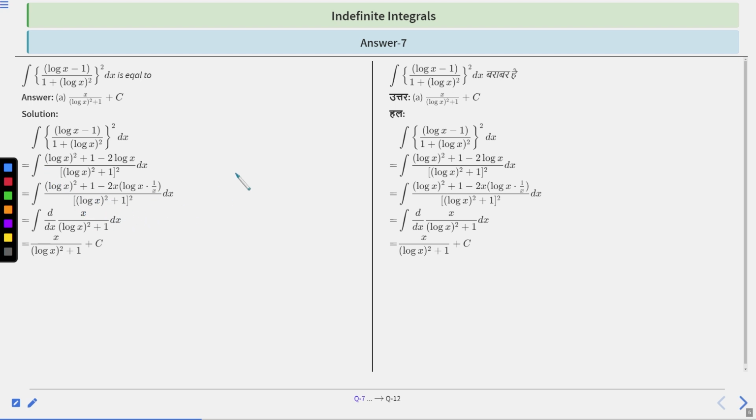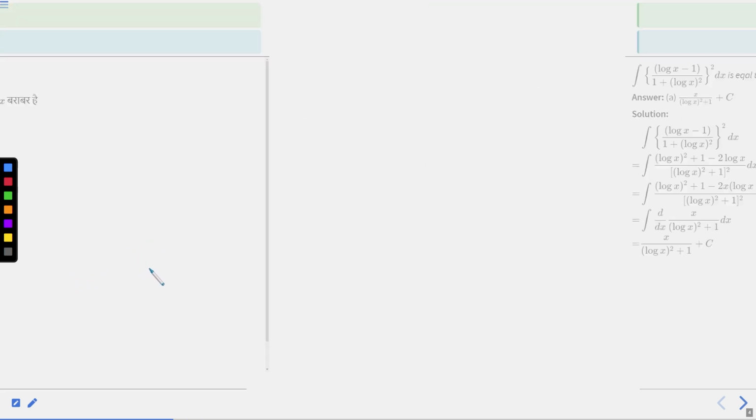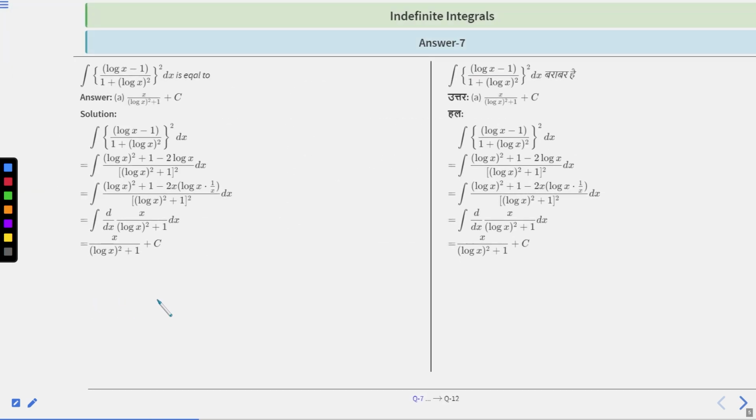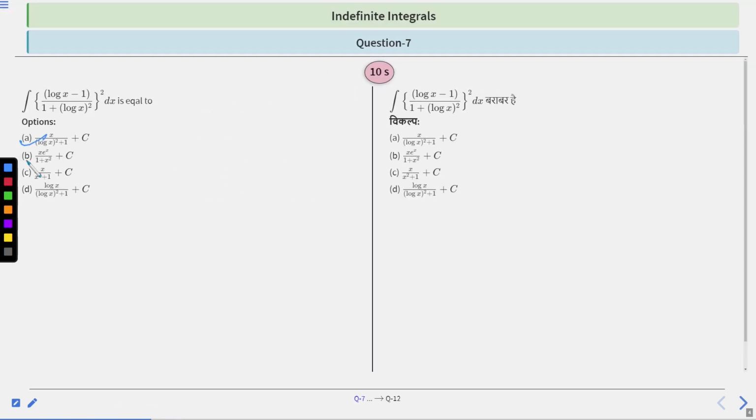Now see this thing: the above expression can be written as d upon dx of x upon (log x square plus 1), right? So it is the integration of the differentiation of x upon (log x square plus 1). Therefore, the final answer will be x upon (log x square plus 1) plus c. That will be the right choice. So I think option A is the right choice. Got it? Option A is the right choice. Fine.